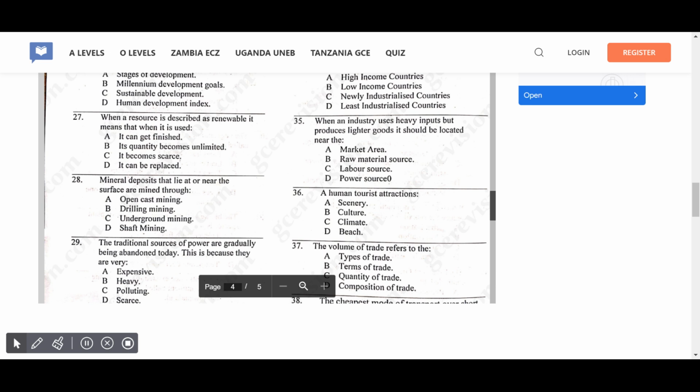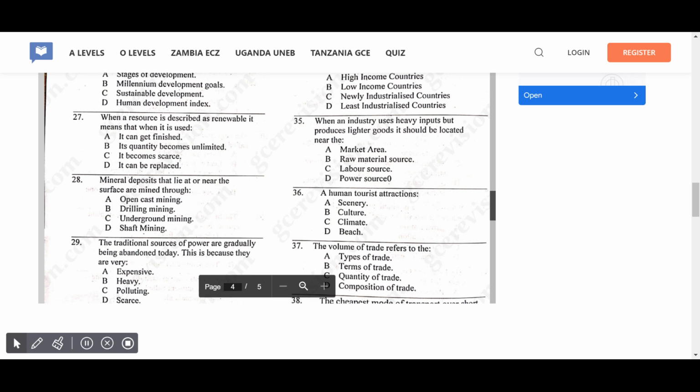Question 28. Mineral deposits that lie at or near the surface are mined through... The answer is D, shaft mining.